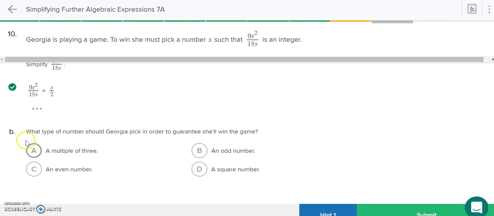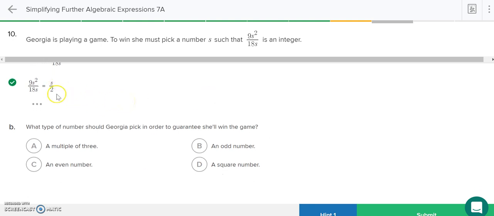Now it says, what type of number should Georgia pick in order to guarantee she'll win the game? Because it has to be an integer, you have to have something divided by 2 to give a whole number. So would she need a multiple of 3? It's probably not going to give her an integer. An even number, that's highly likely to give her an integer. An odd number, likely not. And a square number, not necessarily, because a square number could be odd. So it's going to be an even number.